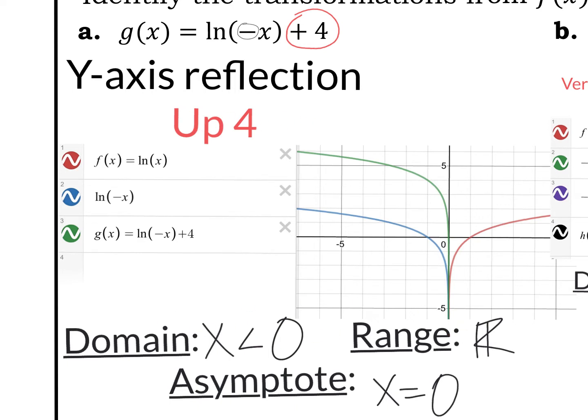Next, let's talk about the domain and range. My domain I have is x is less than 0. Because remember, it was by default x is greater than 0. It's going to the right. Now the graph is going to the left. So it still can't hit the 0, so there's still an asymptote at x equals 0, but it's going to the left, so your inequality sign should point to the left. And like I said at the beginning of the notes, your range is always all real numbers. It's still going up and still going down.